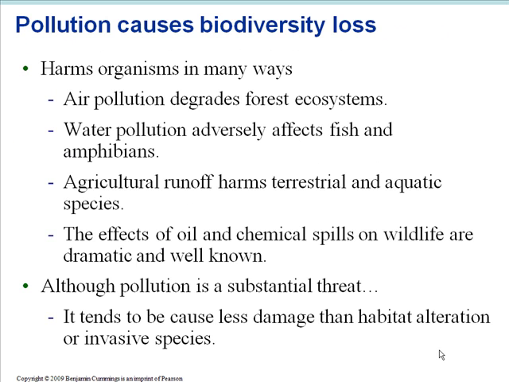Pollution is involved in biodiversity loss from air pollution, water pollution, agricultural runoff, etc. Although pollution is a substantial threat, it tends to cause less damage than habitat alteration or invasive species.